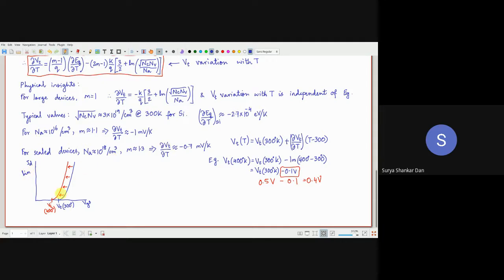इससे क्या होने वाला है? What is the physical problems which we are going to get out of this?